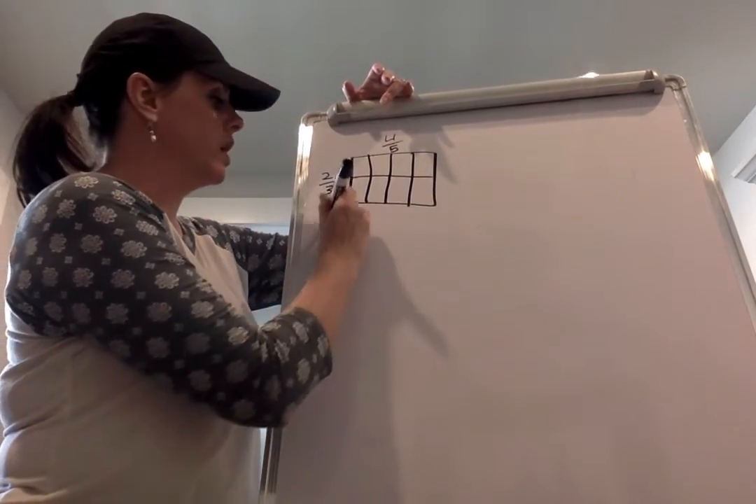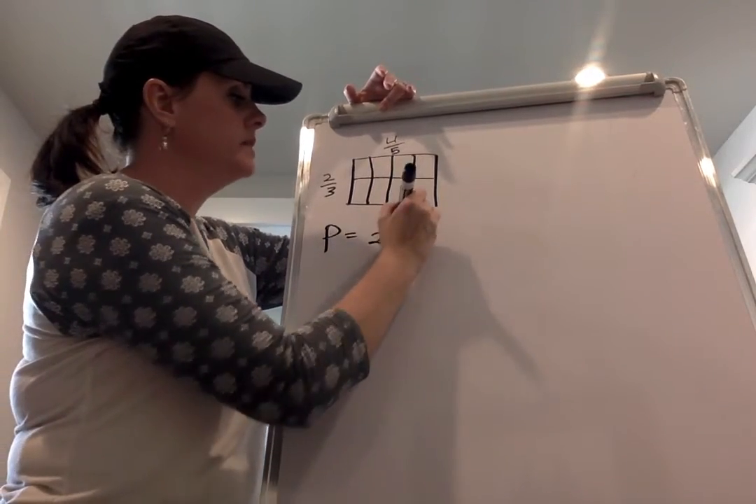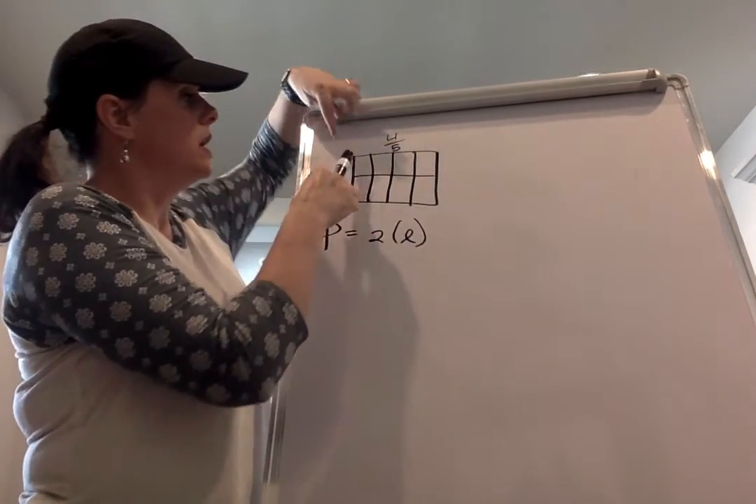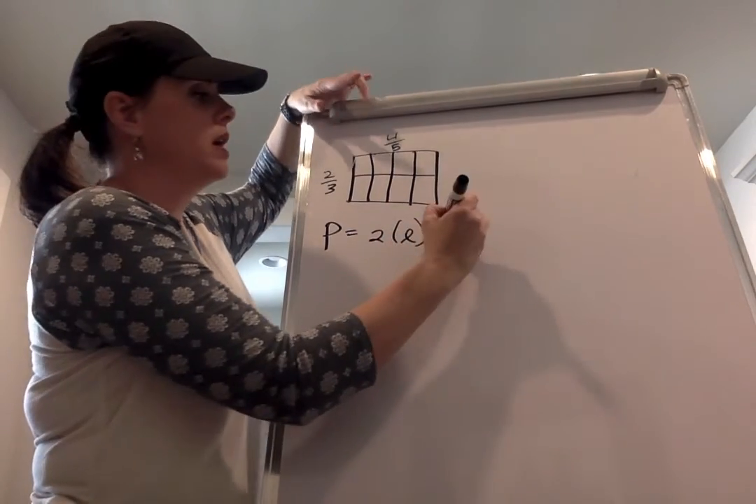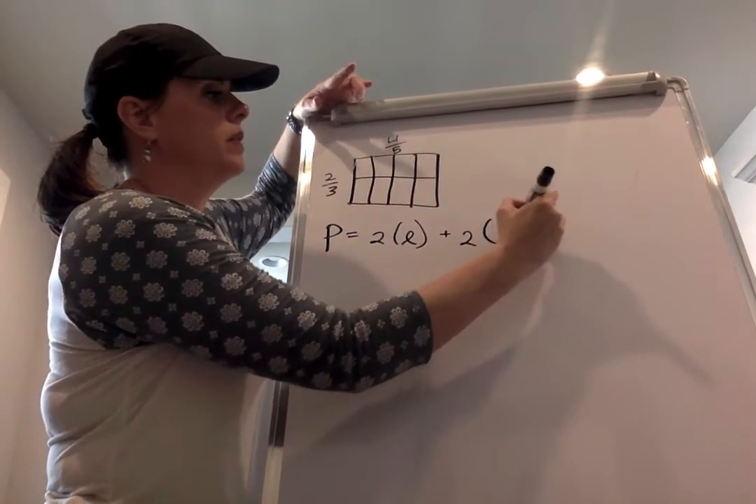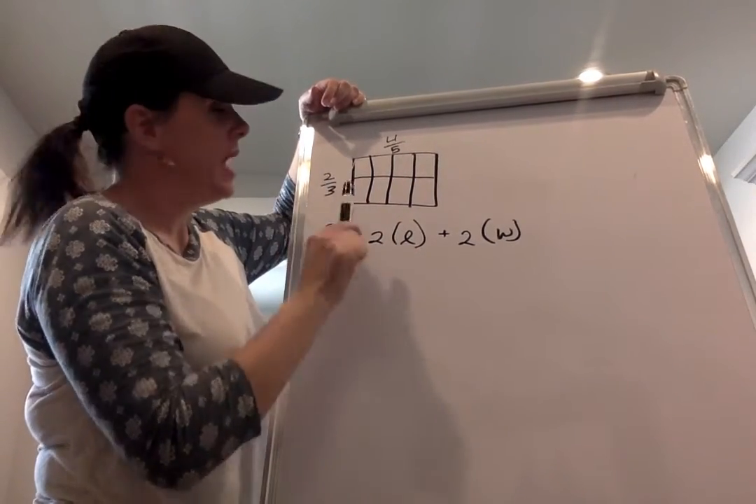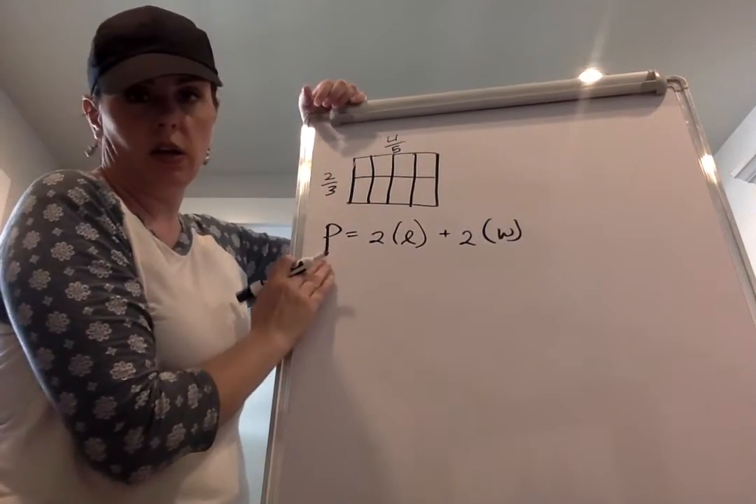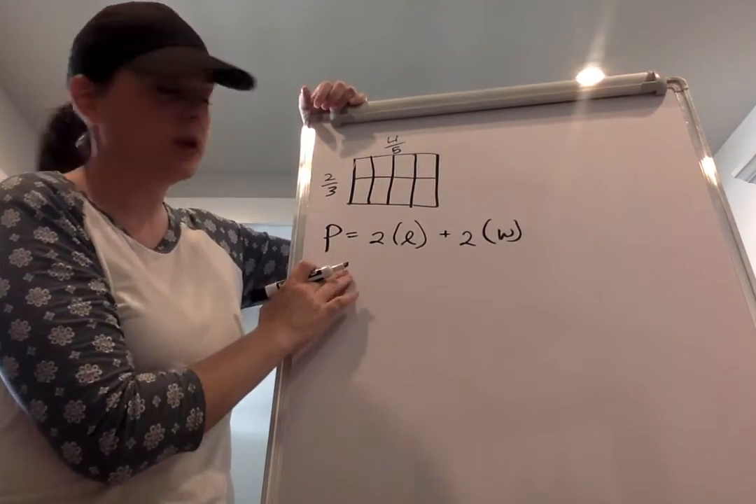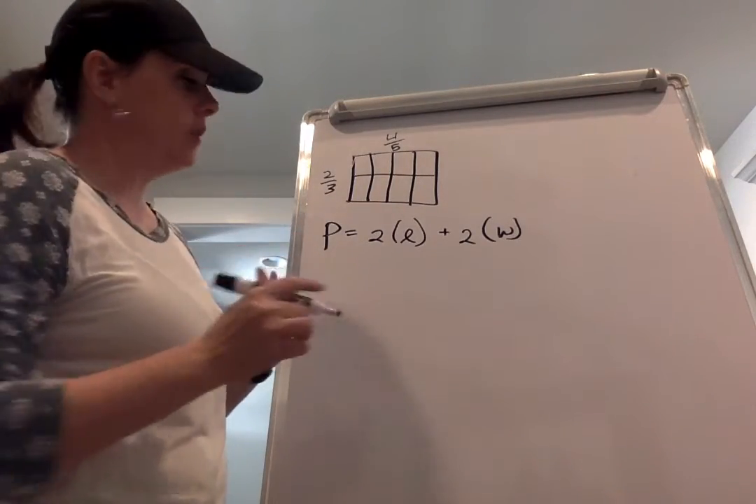Let's remember what our formula for perimeter is. It's 2 times the length, because remember, here's a length right here, here's a length right here, and 2 times the width. Here's a width up here, and here's a width down here. And then if we add all those together, that's how we get our outside measurement, or our perimeter. Okay, so no problem, we've got this.